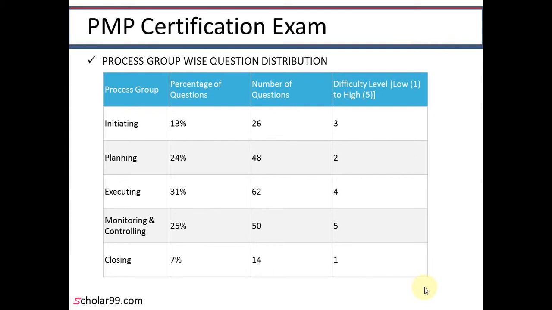Then coming to the questions distribution, here I try to explain the different process groups: what is the percentage of questions that will occur in each process group, and also what is the difficulty level of each process group, right? For example, the easiest process group to prepare for is closing, after that planning, then initiating, then executing, and finally monitoring and controlling. In the same way, the number of questions in the exam is 13% for initiating, 24% planning, executing 31%, monitoring and controlling 25%, and 7% of the questions will come from the closing process group.